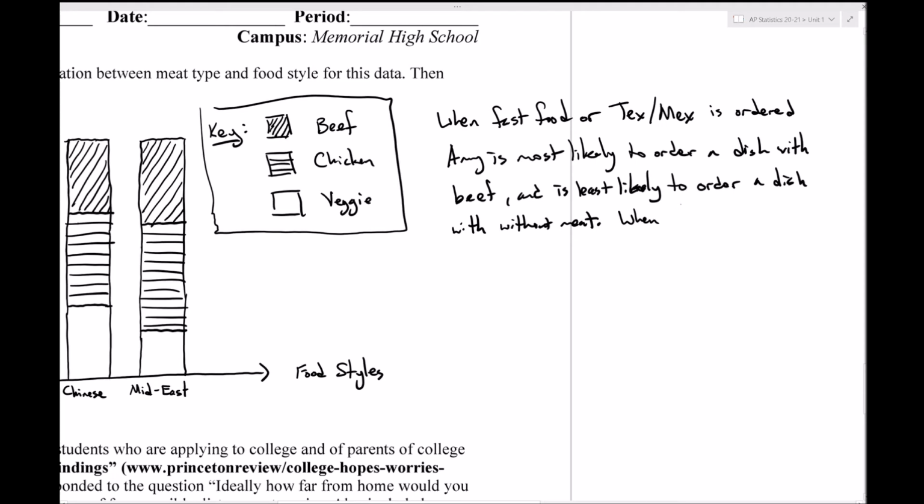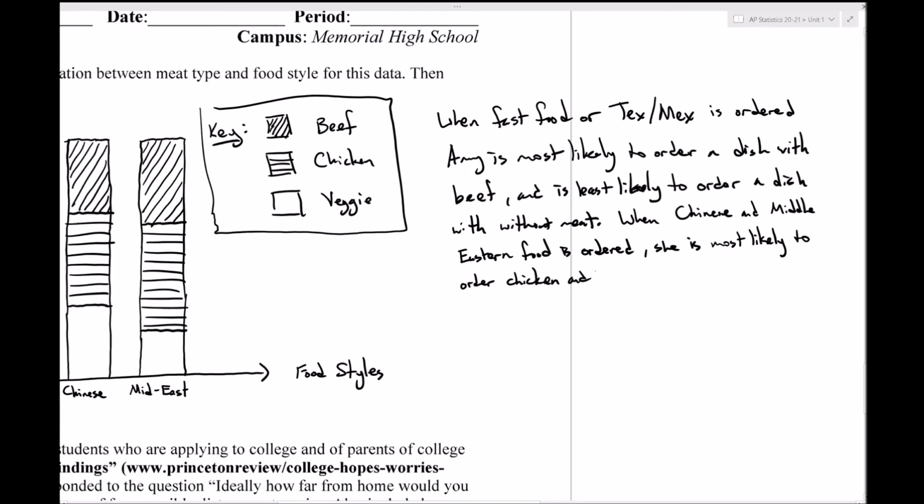What was it, Chinese and Middle Eastern food is ordered, I don't have to say Amy anymore because I've already named her. I could just say she. Though Amy and she have the same number of letters, so it's not like I'm benefiting by changing the word here. She is most likely to order, what was it, chicken? And least likely to order vegetarian.